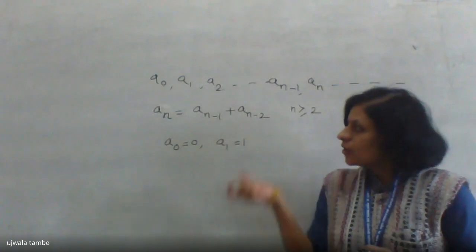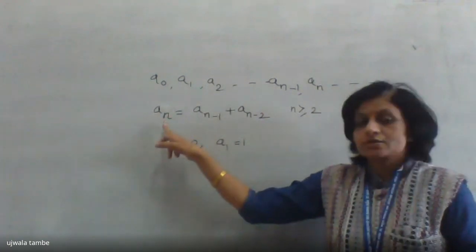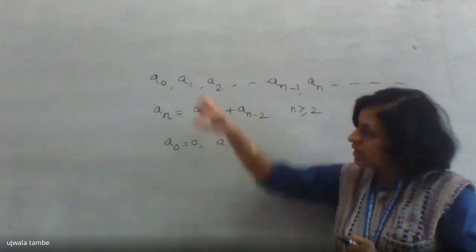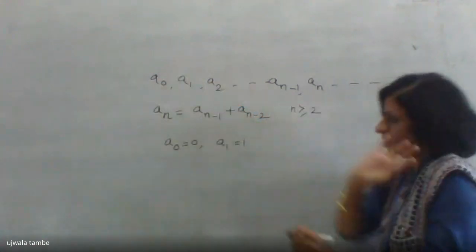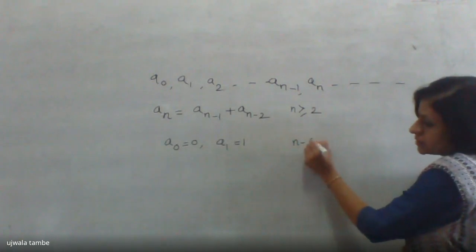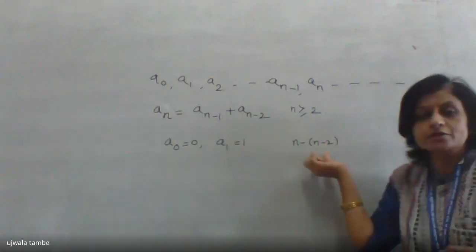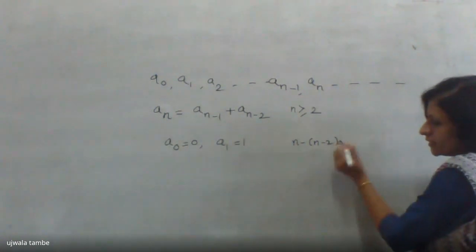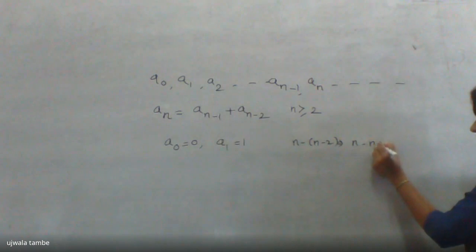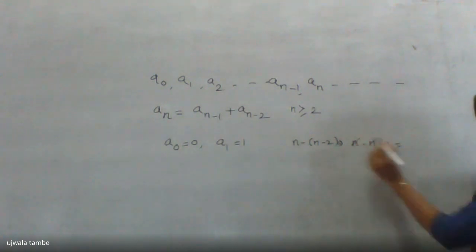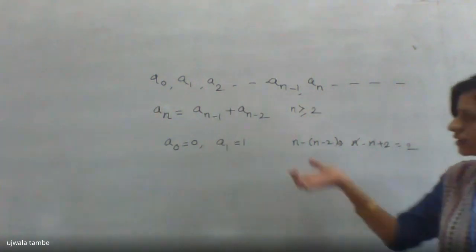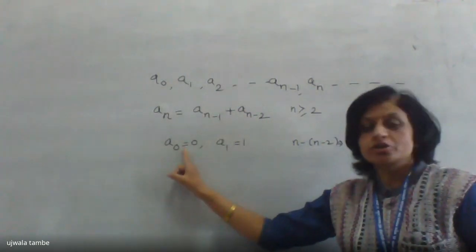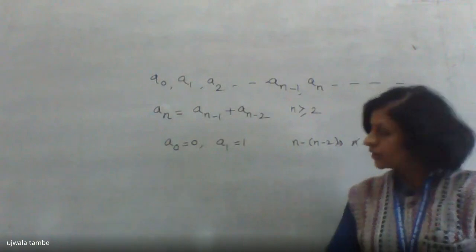The order is equal to the largest subscript minus the lowest subscript. Here the largest subscript is n and the lowest subscript is n minus 2. So n minus (n minus 2), opening the bracket, is n minus n plus 2. Plus n and minus n get cancelled, leaving 2. This means the order of this equation is 2, with initial conditions A0 is 0 and A1 is 1.